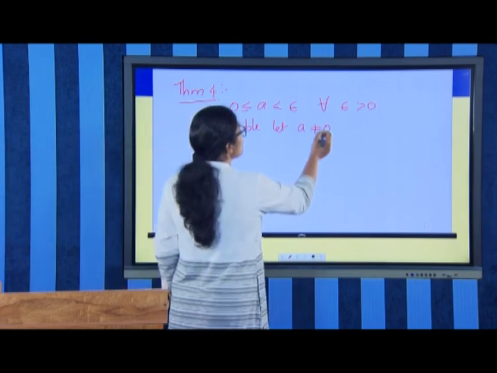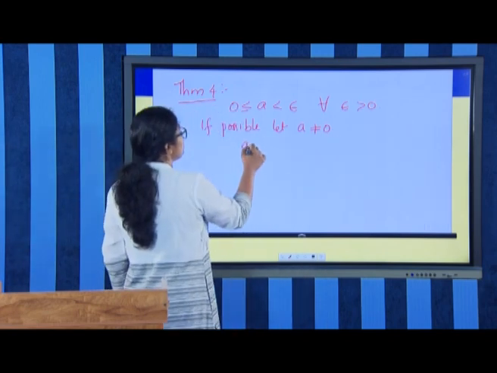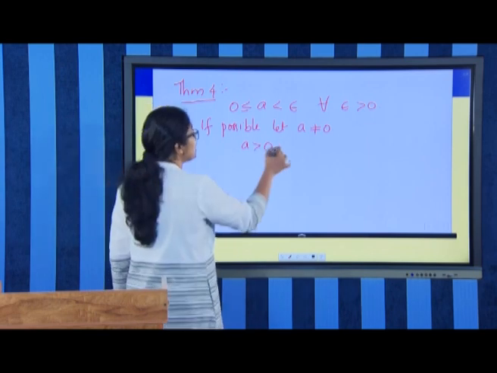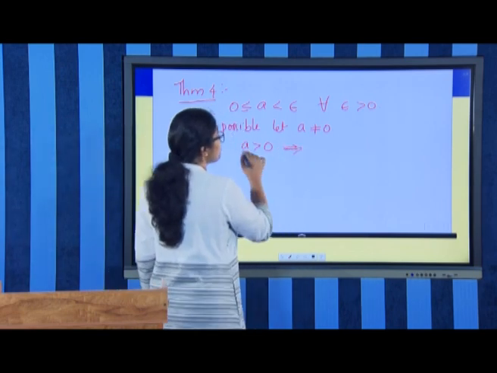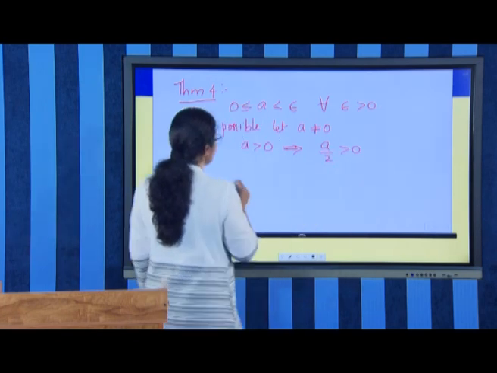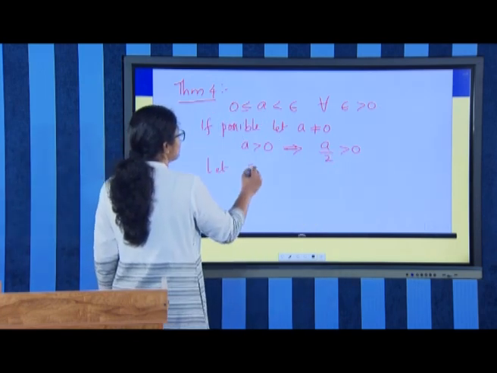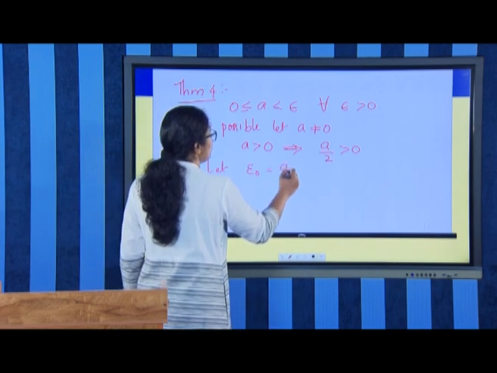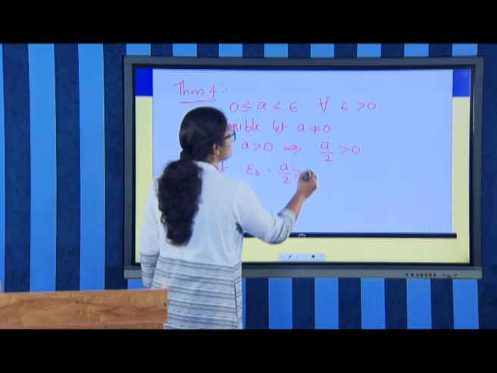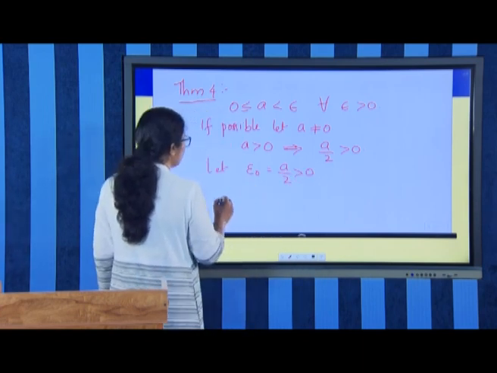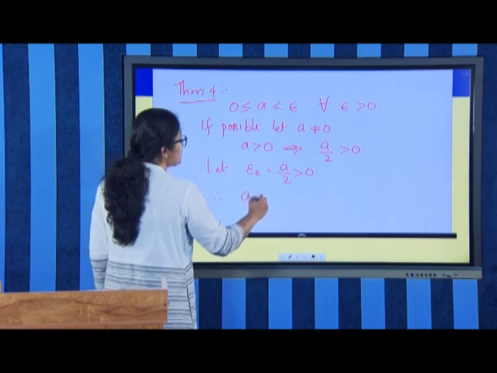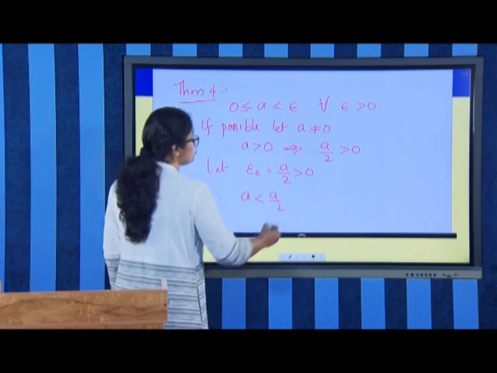So, if A is not equal to 0, definitely it means that A is greater than 0. And we have seen in the previous case, if A is positive, then A by 2 is also positive. So, let us take, say, epsilon naught equal to A by 2, which is definitely greater than 0. Therefore, by the given condition, what we require is A is less than A by 2.